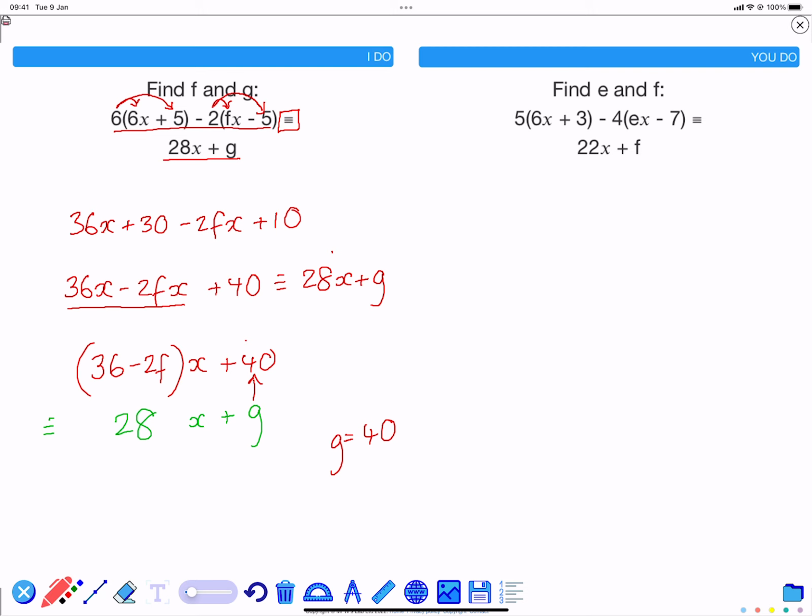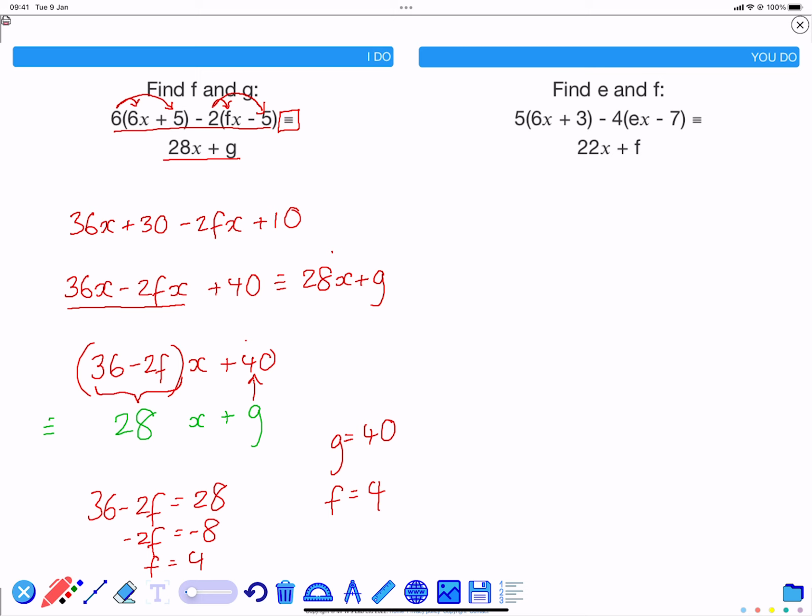But the value of f can only be found by equating the coefficient of x. That 36 minus 2f is equal to 28. Subtracting 36 from both sides would lead me to negative 2f is equal to negative 8. And dividing both sides by negative 2, f is equal to 4. So I've now answered the original problem.